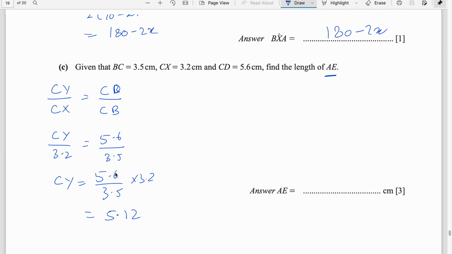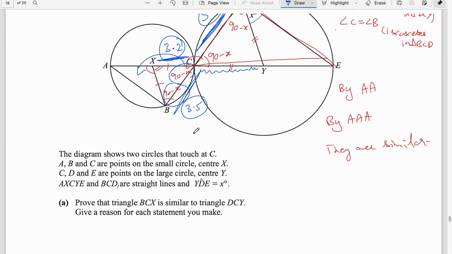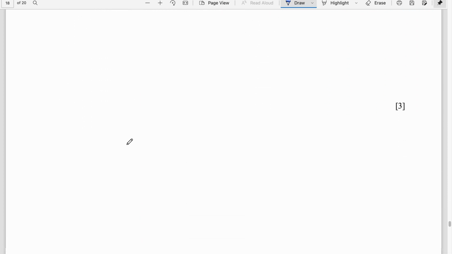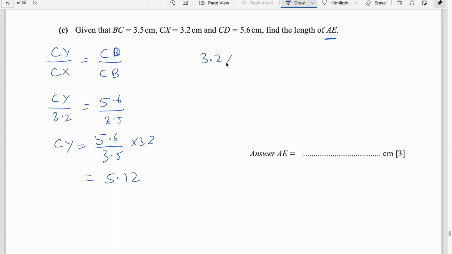Now when you go back, CY is 5.12. So this is 5.12, 2 times, 2 radiuses. On the other side, 3.2 into 2. So 3.2 into 2 on the left side plus 5.12 into 2 on the right side is 16.64.